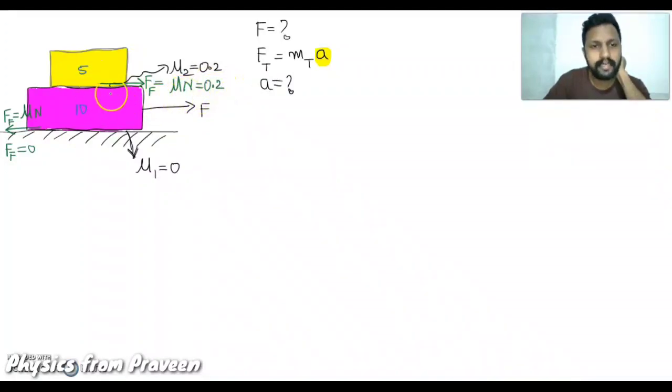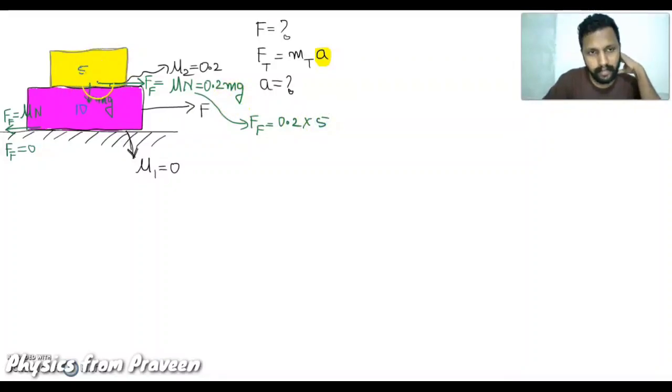The normal reaction can be written as mg, where mg in this situation is 5 into g. Therefore, the force of friction in this case is 0.2 into 5 into g. The normal reaction in this situation is due to the mg force here. Taking g as 10, we get the frictional force as 10 Newton.